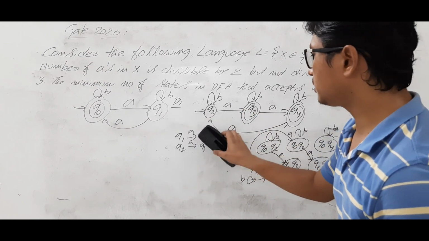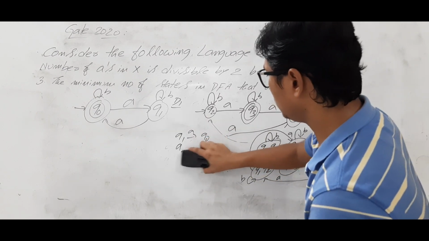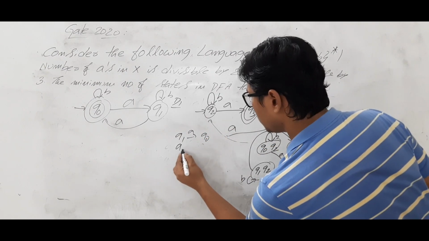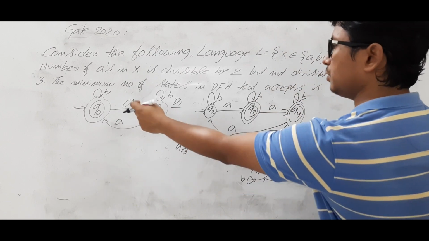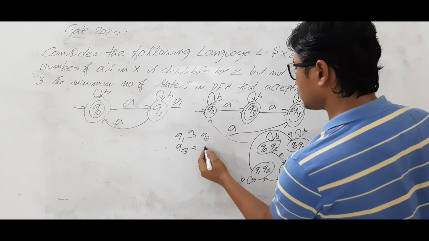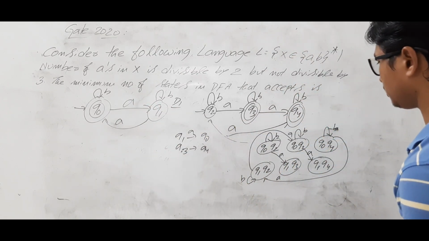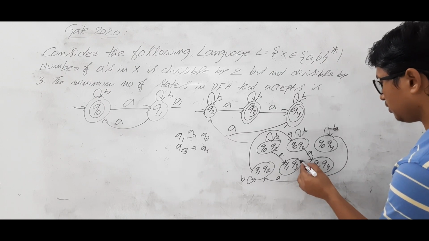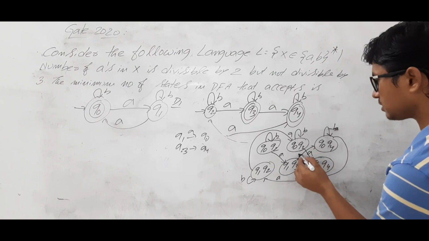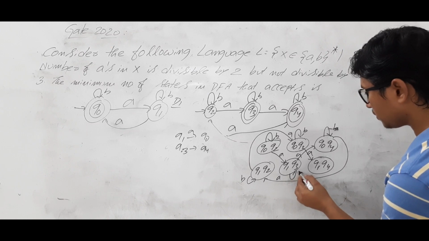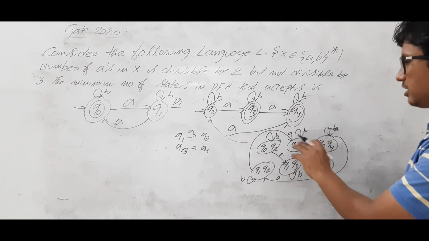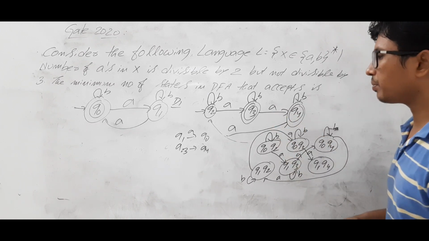Now Q1, Q3. Q1 on A it is going to Q0. Q3 on A it is going to Q4. So it is going to Q0, Q4. Let me write like this. On B it is going to itself. Okay. It is a little bit clumsy but you can draw it properly.